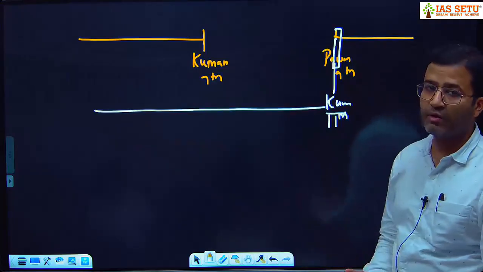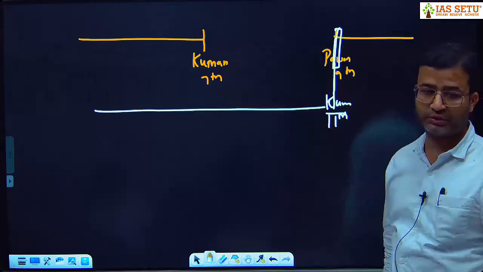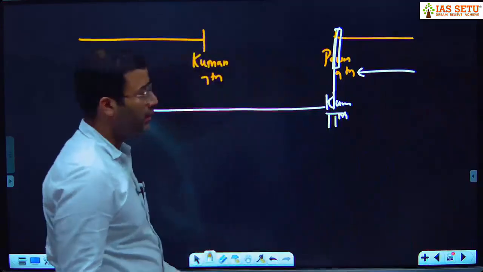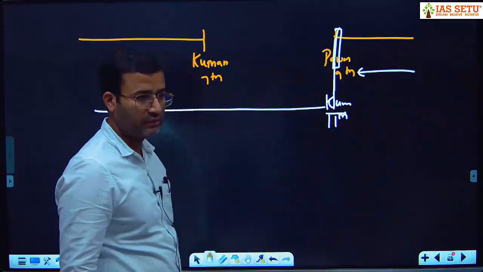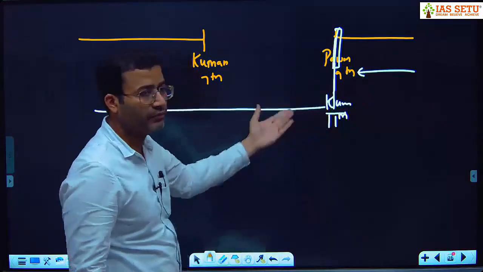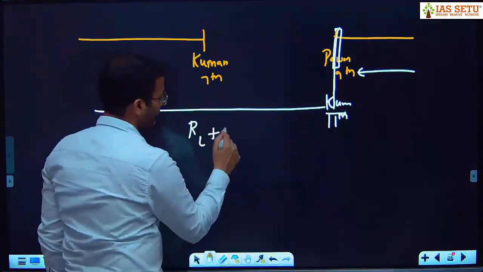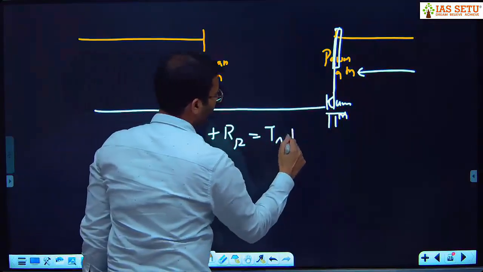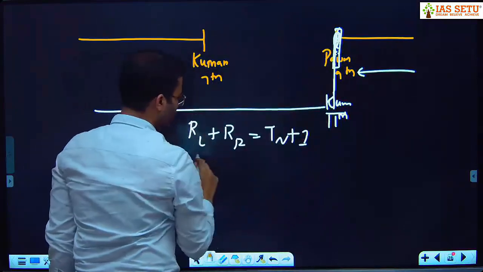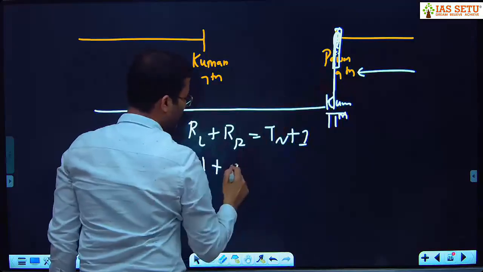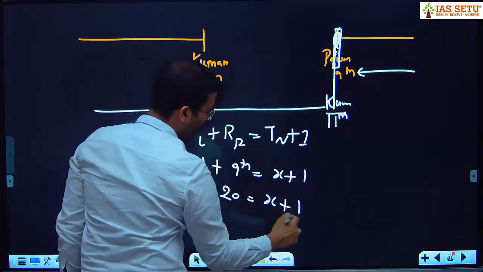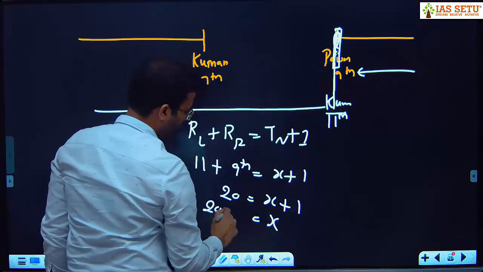Don't focus on Kumar or Pawan, focus on this particular position. When Pawan was sitting, this position is 9th from the right. Now it is 11th from the left. So can we say this particular chair is 11th from the left and 9th from the right? Ranking from left plus ranking from right is equal to total number plus 1. So x plus 1 equals 20, so x will be 20 minus 1.